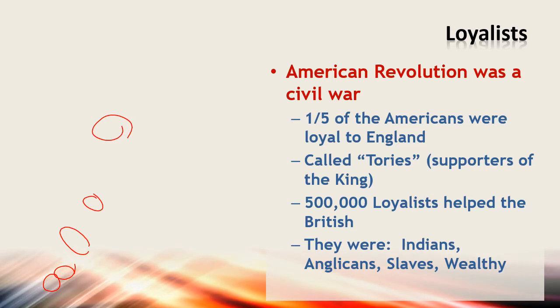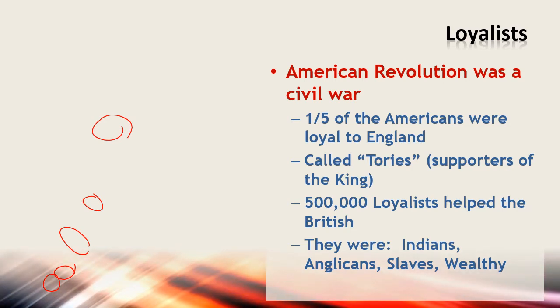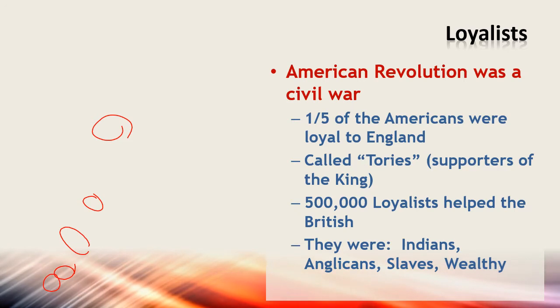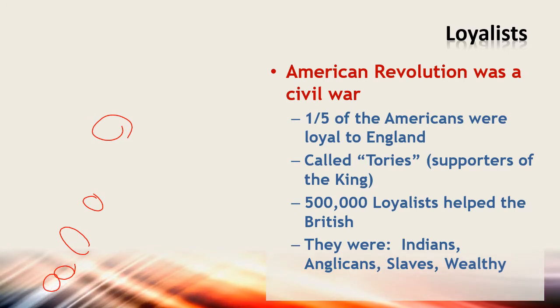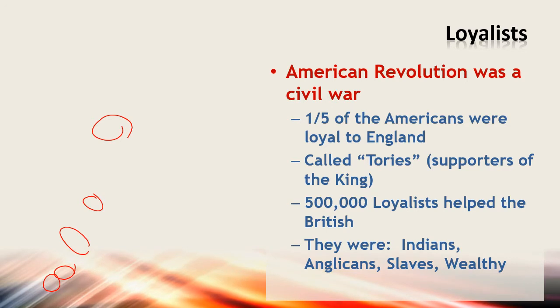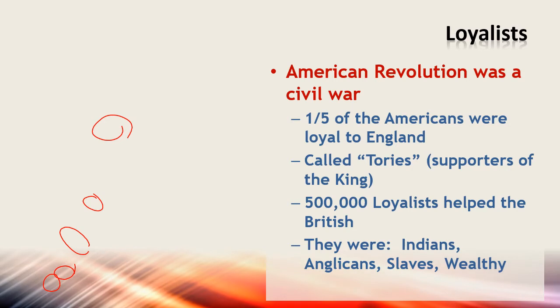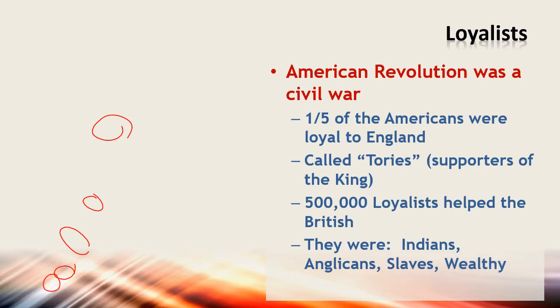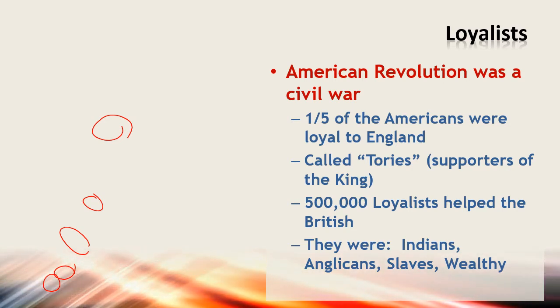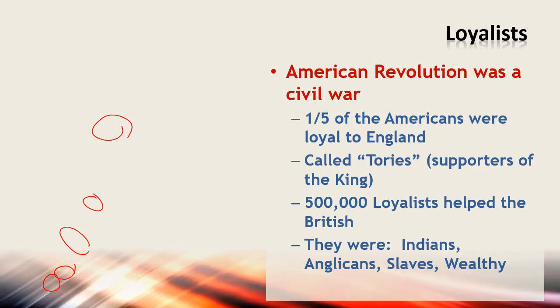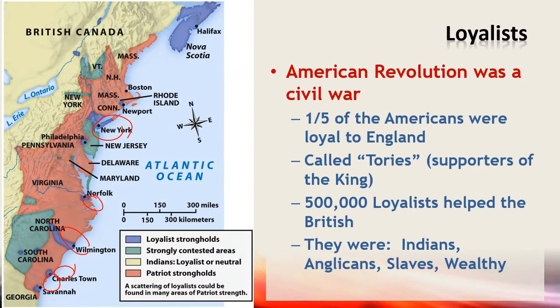Many of the Loyalists were Anglicans, the members of the Church of England, and they felt like that was their identity. To rip that from them and support independence was not going to be possible. Many of the enslaved chose to support the British, particularly when the British promised them freedom. And then many of the wealthy also did support the British as well, since their money or their position or their titles or power would better be served by remaining with the British.